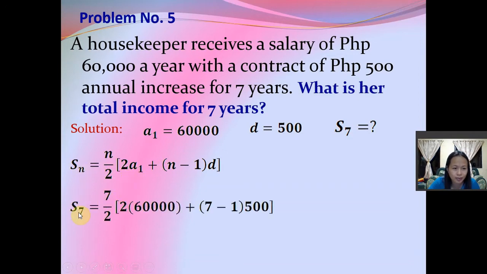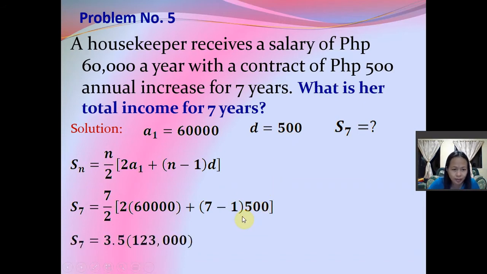Okay, n here is 7. So we substitute n by 7. Then our first term is 60,000, plus our n here is 7 minus 1. Then our common difference is 500. This is the value that will be added each year.